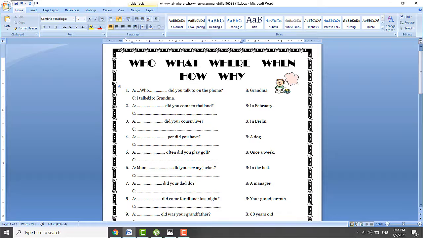And I changed it actually, because before you didn't have this part C, but this is very interesting. I know it's not going to be easy for everybody, but I want you to practice. So I want you to give me a full sentence. You have the answer here. You just give me the answer in a full sentence. So, who did you talk to on the phone? Talk is at the infinitive because it's a question. But in the answer, I talked, ed, to grandma. That's what I want to see. Here, ed, because it's a regular verb.